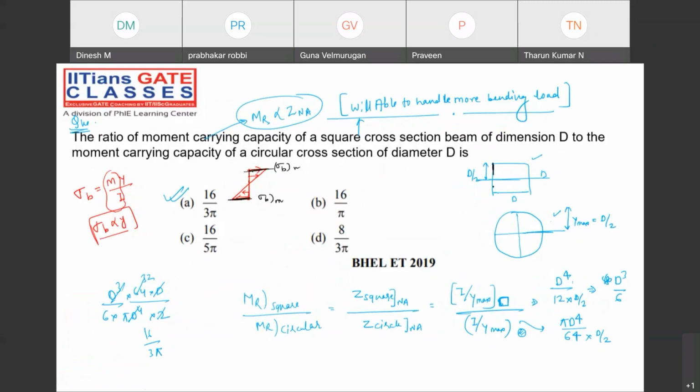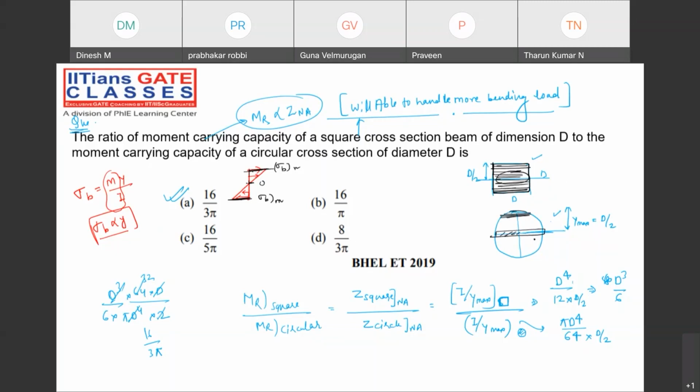Your square cross section is saying that I have provided enough material on the top so that it will be able to resist. In fact, not only on the top, at the middle also. In fact, in the middle there is no use if there is no material also, because hardly any bending stress is there. Zero stress is there. But the circular cross section is saying, on the top, I have provided very less material. And at the middle, I have more than sufficient to resist the bending load.